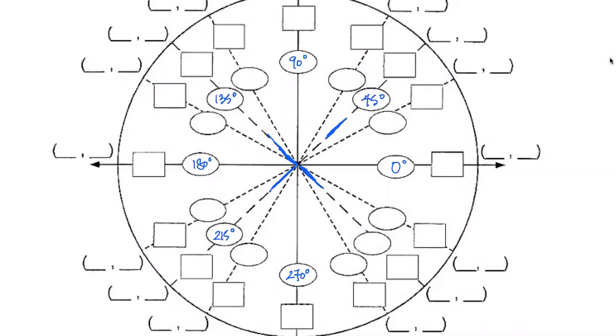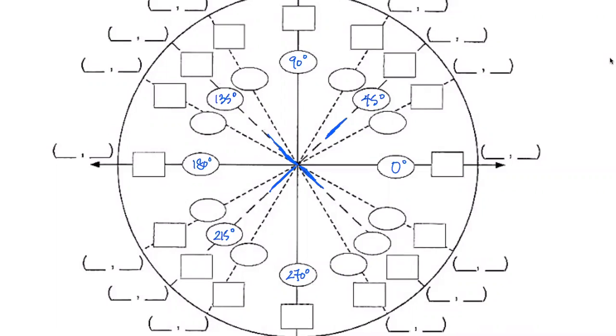Well, we're going from 270. Let's see how much we are adding every single time. So from 0 to 45, I add 45. 45 to 90, I add 45. And I keep adding 45. Let's see, 270 plus 45. Is that 315?